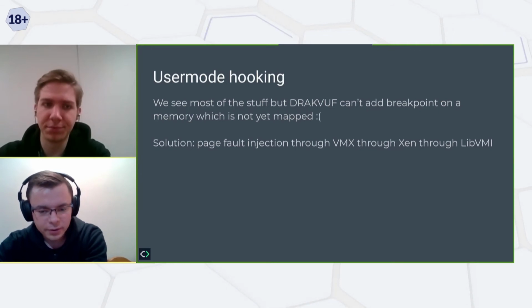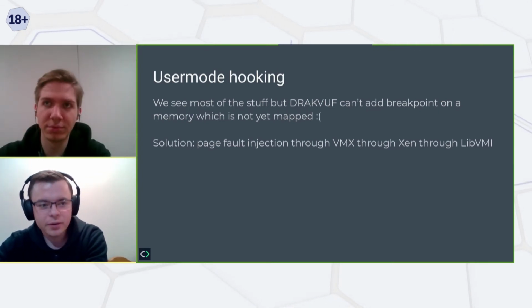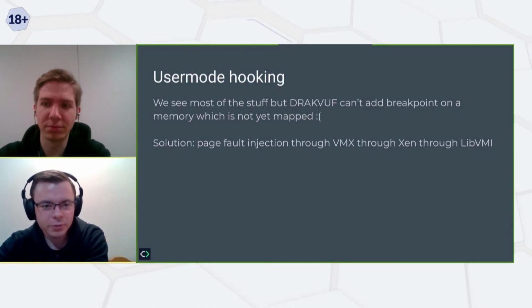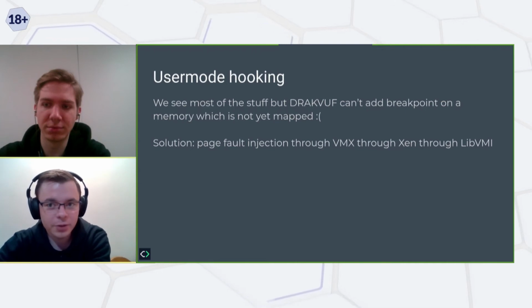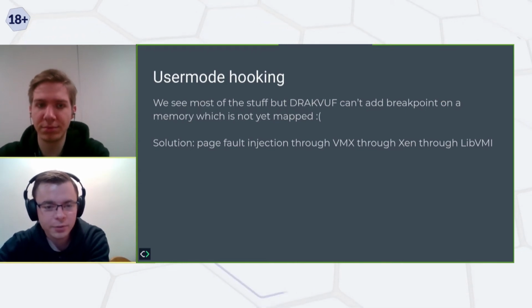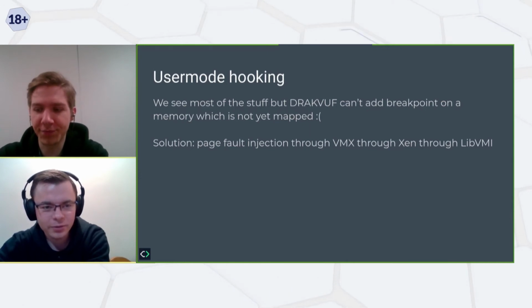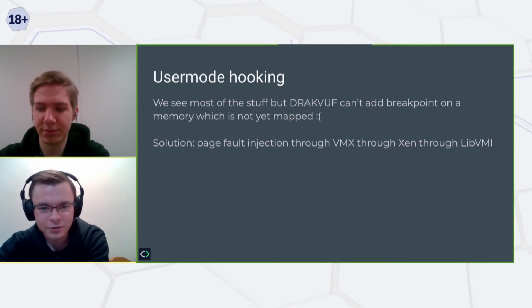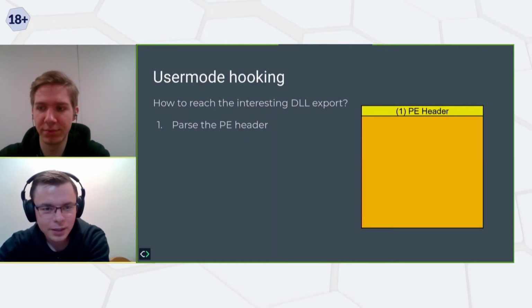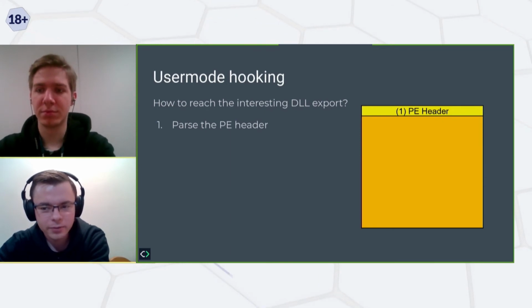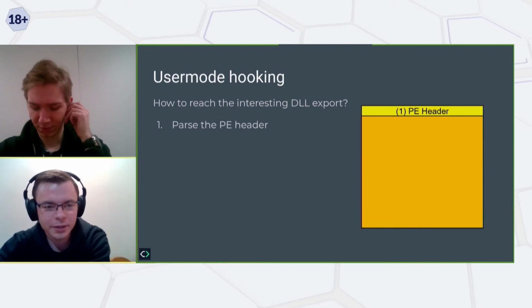The problem is that this user mode part is much more tricky. So we could see most of the stuff this way, but we cannot add a breakpoint on a memory which is not yet mapped. And for user mode, it could happen from time to time. So this is a place we need to employ page fault injection through VMX, through libvmi. And this is how the DLL is hooked by Drakvuf right now. So I would state this is already implemented.